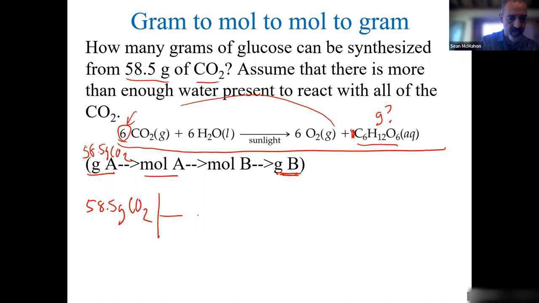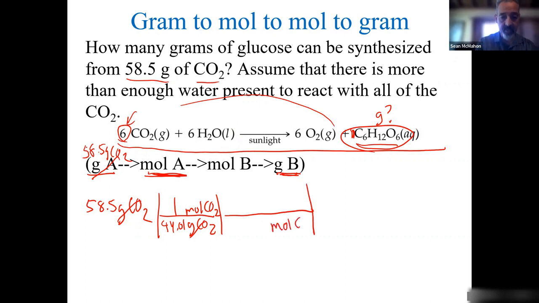So now I can go from grams of CO2 to moles of CO2. And in 1 mole of CO2, how do I figure out how many grams? Molar mass. That's what we were doing earlier, periodic table. There's 44.01 grams of CO2 in 1 mole. Excellent. I've just gotten rid of grams, and now I'm on moles of CO2, but I don't want CO2. I want glucose.